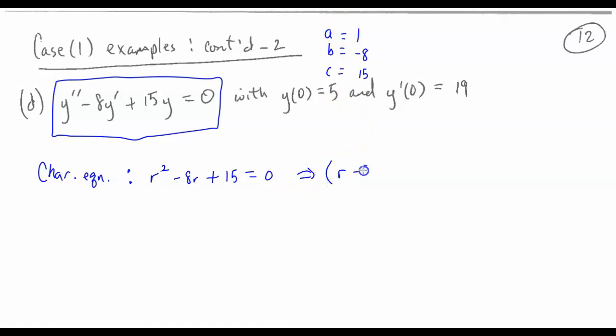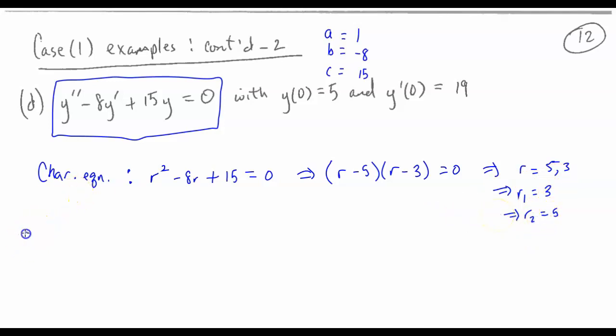So we just have r minus 5 times r minus 3 equals 0. And of course, if we set both of these factors equal to 0, we will get r is equal to 5 and 3 respectively. So what that means for us is that r1, we'll let that be 3, r2, we'll let that be 5. And it doesn't matter if you let r1 be 5 and let r2 be 3. That part really doesn't matter.